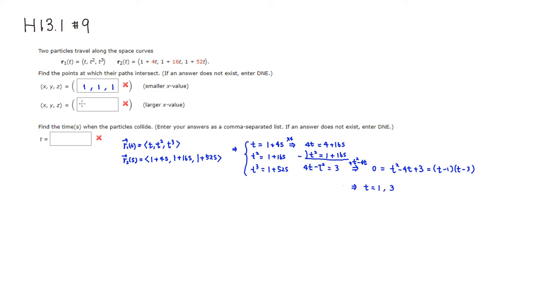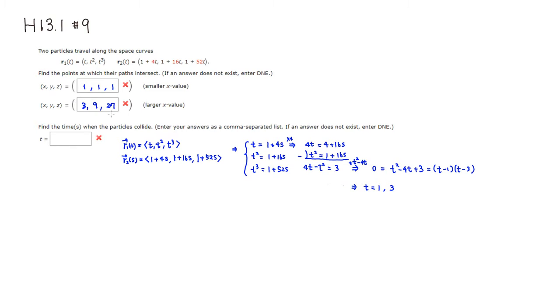It's going to be 3 comma 3 squared, 9, comma 3 cubed, 27. If 1 plus 4s is equal to 3, s is going to be 1/2. So 1 plus 4 times 1/2 gives you 3. 1 plus 16 times 1/2 is 1 plus 8, so it gives you 9. And 1 plus 52 times 1/2 is 1 plus 26, so 27. So it goes through the same point.